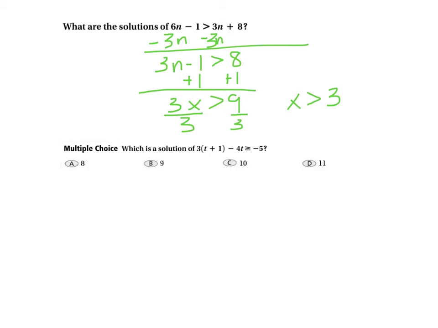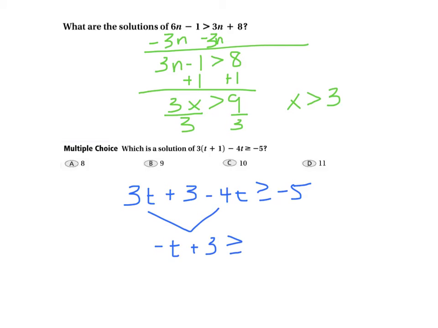I'll switch colors, make it fun. All right. We have 3 times the quantity t plus 1 minus 4t is greater than or equal to negative 5. So we need to go ahead and distribute. So 3 times t plus 3 times 1, and then minus 4t greater than or equal to negative 5. I have like terms to combine. 3t minus 4t is negative t.